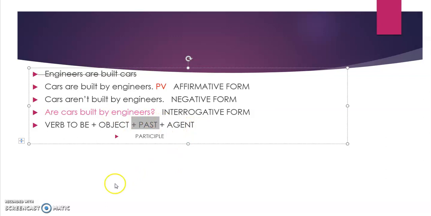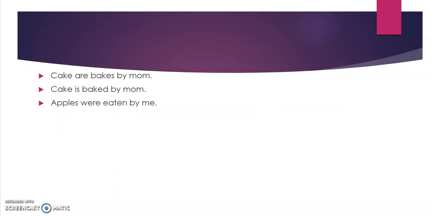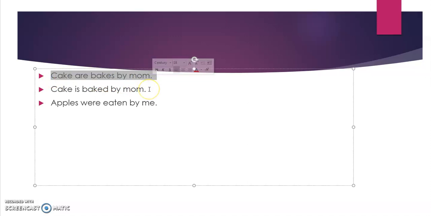I hope that this explanation can help you. Now, these examples are given by your classmates. So, for example, "cake are baked by mom." This sentence is incorrect. Yes, the correct way is "cake is baked by mom." What are the mistakes of this sentence?